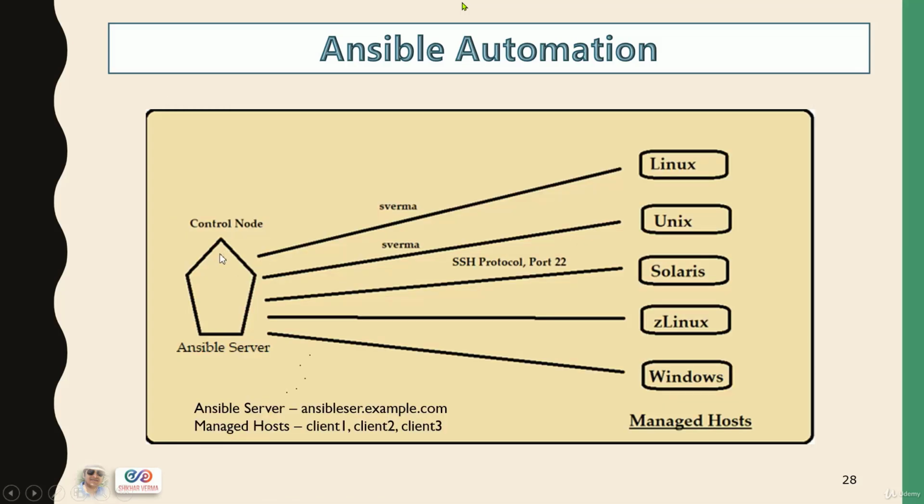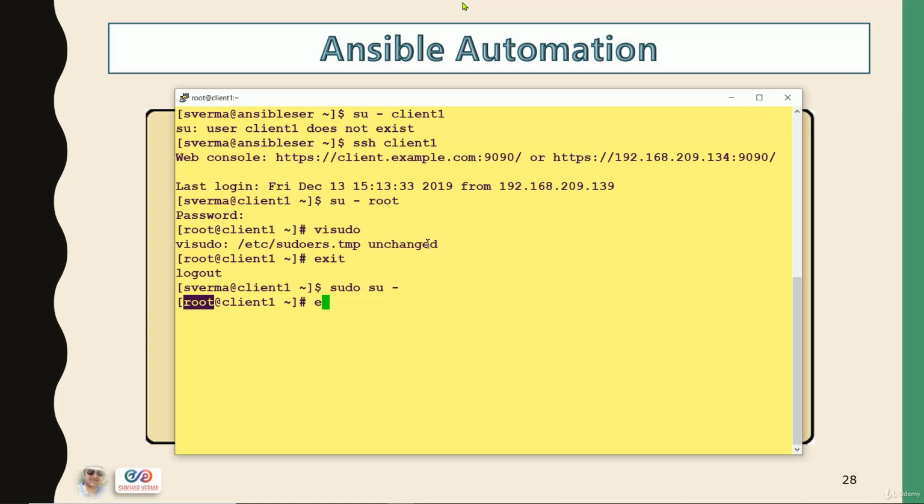From the control node, if I fire any command which requires administrator privilege, first it is going to log in as a normal user, and then before doing that task, it will elevate its privilege from normal to root user, and then it is going to perform the task. Okay, same I have to do for all my servers, that is client 2.